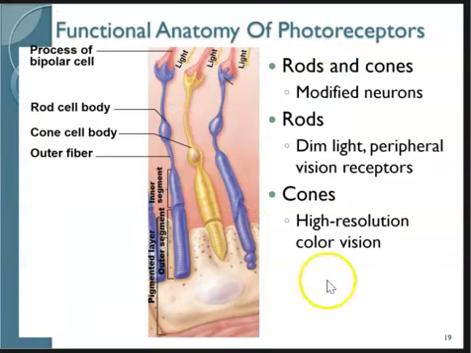Okay, so here is an enlarged view. Now they've just oriented it differently. The vitreous humor and so on will be now to the top of our screen, further up, right? So here are the rods and cones. Rods and cones basically are modified bipolar cells. Here's the cell body, two processes, right? Rods are mainly for dim light and then peripheral vision, while cones are high resolution colored vision, and we'll talk a little bit more about them in the next slide.